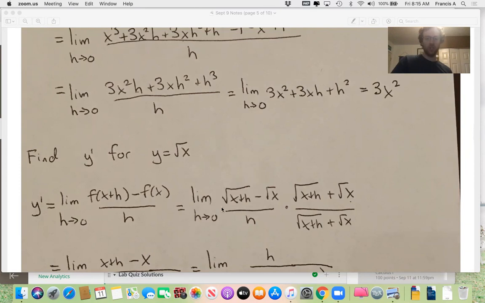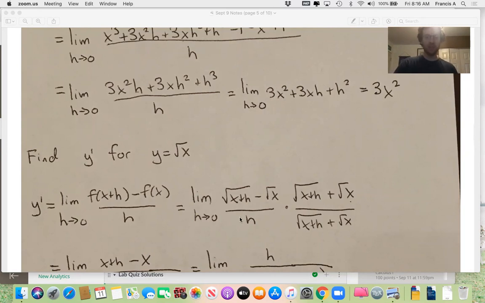So this first fraction is just the limit we're actually trying to compute. But then we multiply and divide by the square root of x plus h plus the square root of x. Which, since we're multiplying and dividing, doesn't change the expression. But if you go back and look at the example that we did earlier, there's a little more detail there.